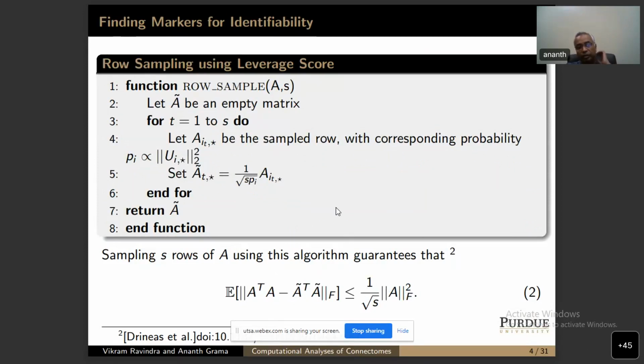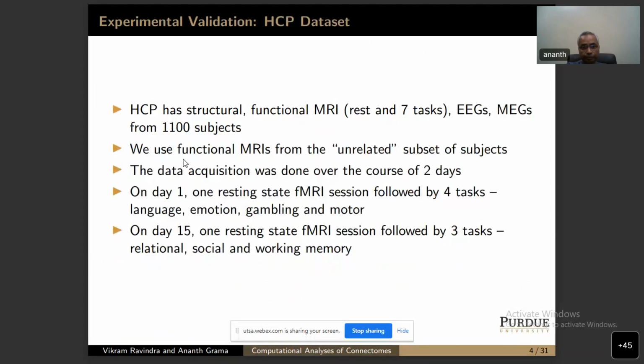Okay, so the algorithm is quite simple. I'm going to sample rows with probability proportional to the 2-norm of the ith row of the left singular vectors of that particular matrix. There's a probabilistic version of it and there's a deterministic version of it. The probabilistic version simply samples with this probability. The deterministic version simply sorts by this particular norm and picks the rows that are most important with respect to this norm. All right, so how well does this work?